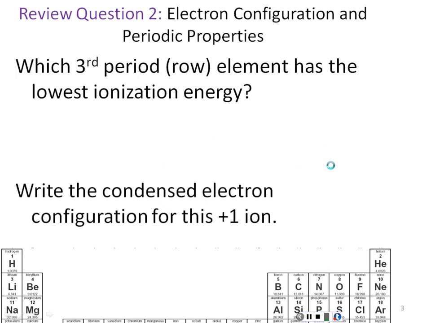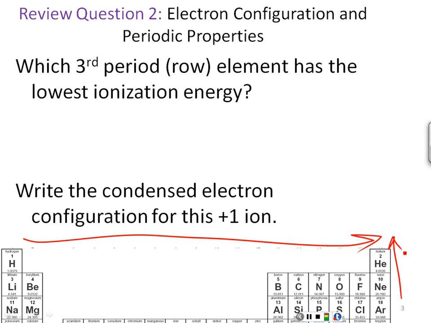Okay, second question. Which third period element has the lowest ionization energy? In the second part, write a condensed electron configuration for this atom as a +1 ion. So if we look in the third row, which element has the lowest ionization energy? Now, if you remember, ionization energy has the opposite trend to atomic size. It increases as you go to the right and up a group. So that would mean the lowest ionization energy would be on the left side, so it would be sodium.